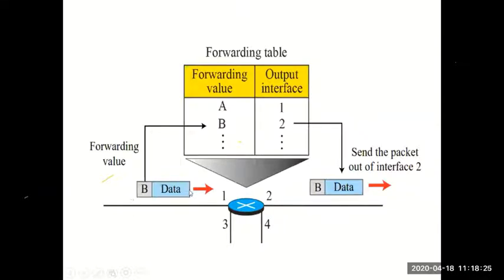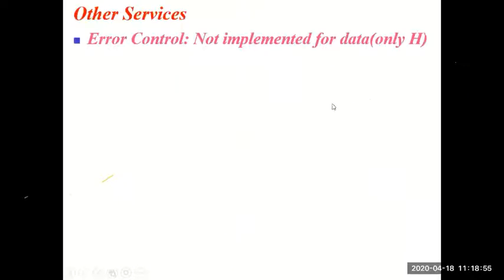So anything which is received on any interface, whether it is 1, 3 or 4, if it should reach the destination B, it should be sent out on interface 2. This kind of entries will be there in the forwarding table, and automatically the router will refer to its forwarding table, and when it receives data with destination as B, it will simply send it out on interface 2. Okay, so this is a simple example. Now you just listen to this carefully.